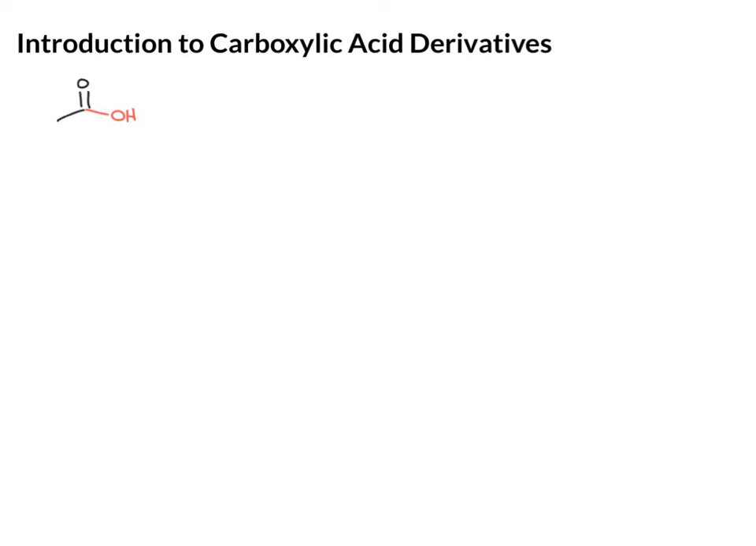So for example, if you have a Cl, that's an acid chloride. Or you could have really any halide. If you have a Br, that's an acid bromide, and so forth. We can also have, instead of an OH, an OR group.